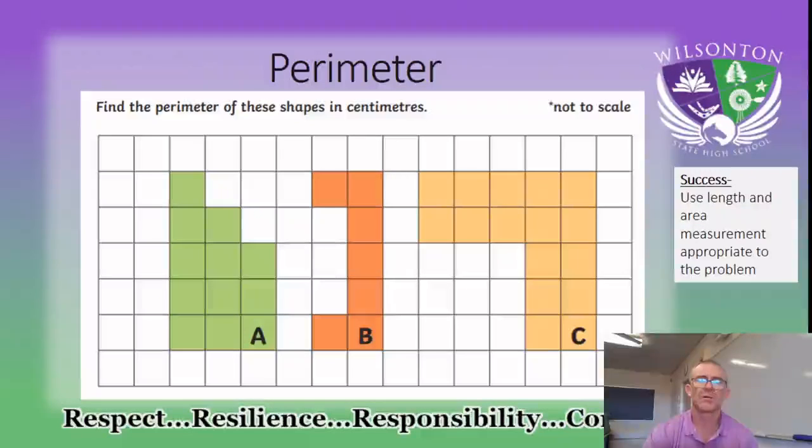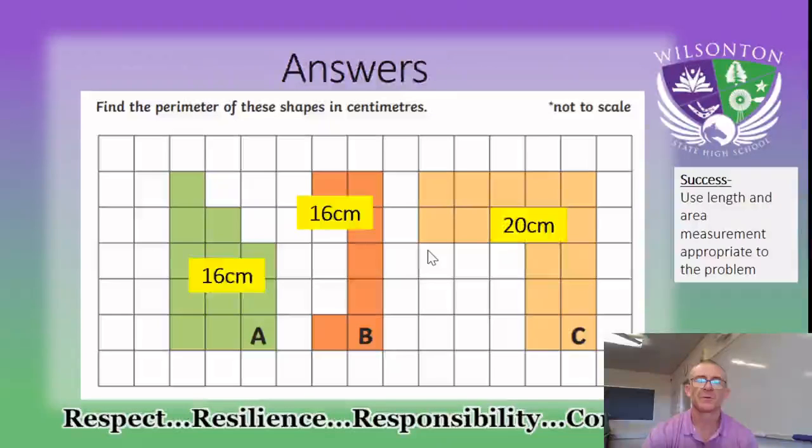Okay, how did you go with B and C? Okay, I'm going to bring the answers up on the screen now. So there are the answers there, 16 centimetres for B and 20 centimetres for C. If you got those wrong, just check, make sure you've counted properly around the outside.